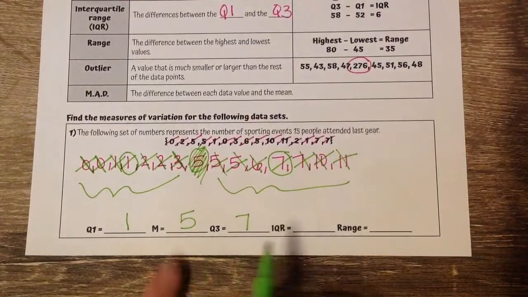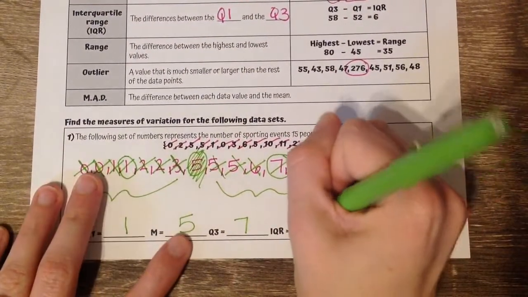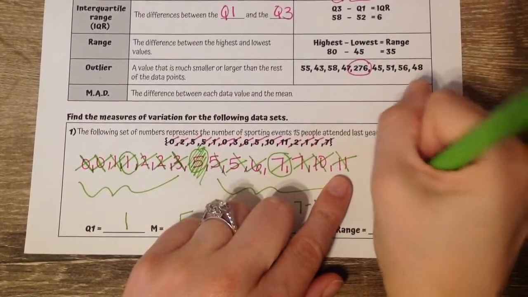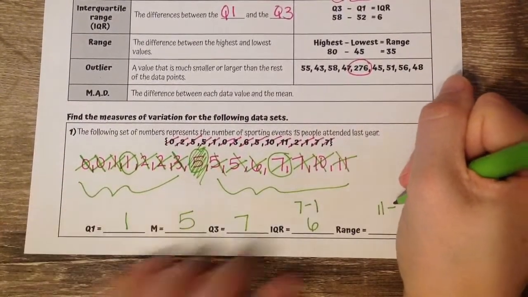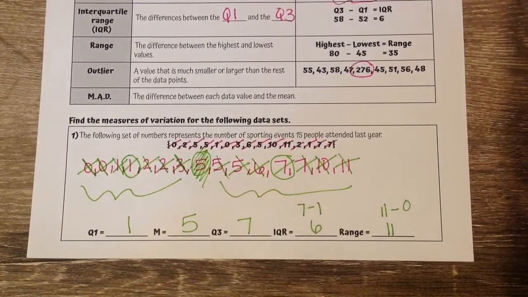So then our IQR, we are just doing our Q3 of 7 minus our Q1 of 1, which gives us an IQR of 6. And our range, we're doing our highest value of 11 minus our lowest value of 0, which gives us a range of 11.